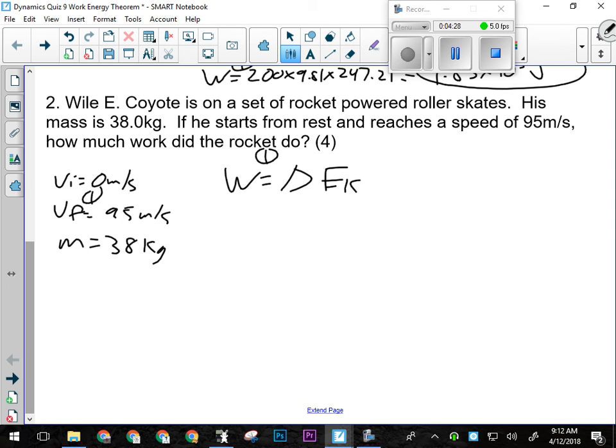Since he starts at rest, what's his initial kinetic energy? His initial kinetic energy would be 0, right? Because he's at rest. So we are looking for work equals 1/2 mvf squared minus 0. So we're not even going to bother to write that. So give them a mark if they've got that step. Or maybe they went straight to plugging in the numbers, which would be 1/2 times 38 times 95 squared.